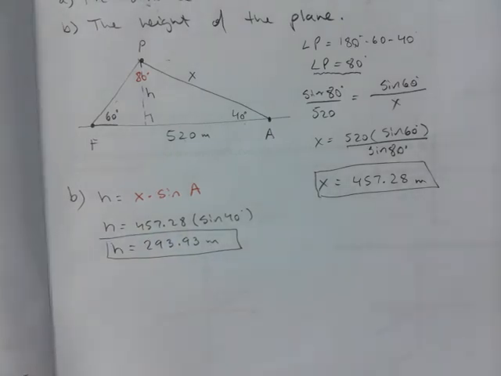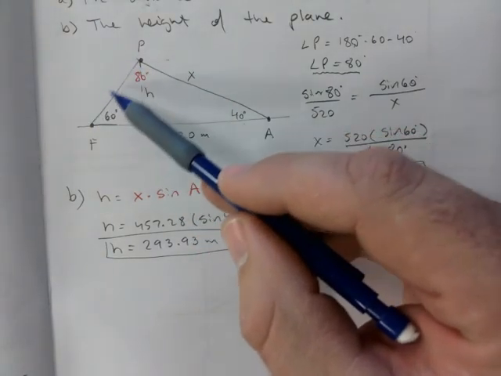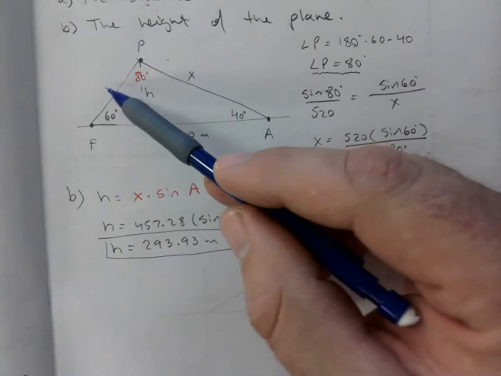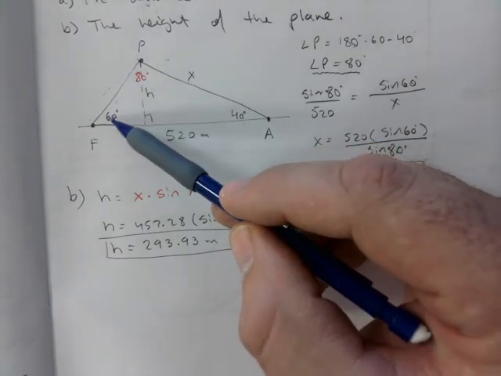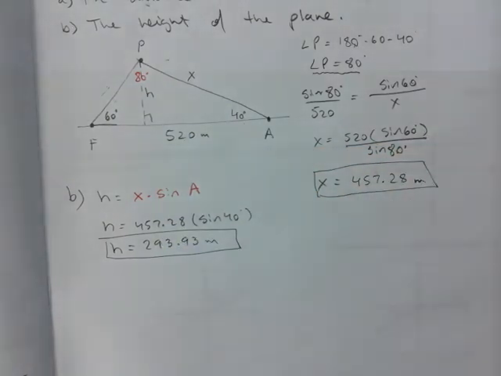This question could have easily asked for the distance between Fred and the plane. If you knew that one, you would go this times sine of 60 to get your height. So you've got to be smart about it. And that's it for today, guys.